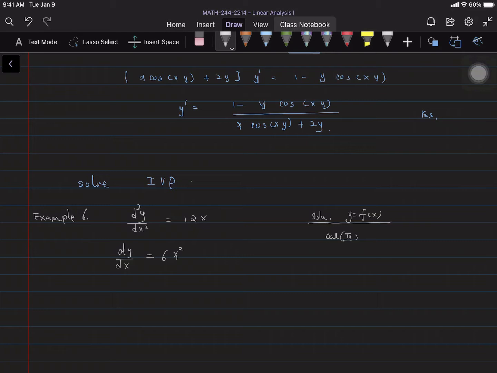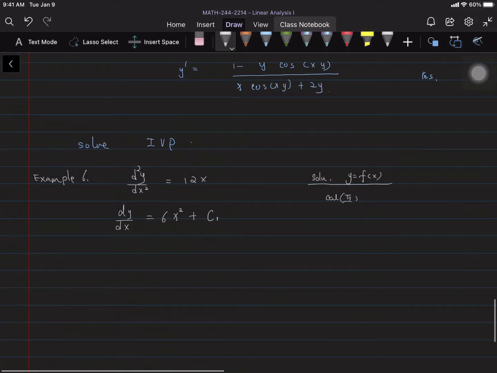And when we do the integral, usually we need to add an arbitrary constant, right? So here we add c1. You can just add c, doesn't matter. So next step, we do integration again. Do integral again. So y equals, this one should be x cubed over 3. That's the integral of x squared, plus c1x, and add another constant c2. Simplify. So it should be 2x cubed plus c1x plus c2.